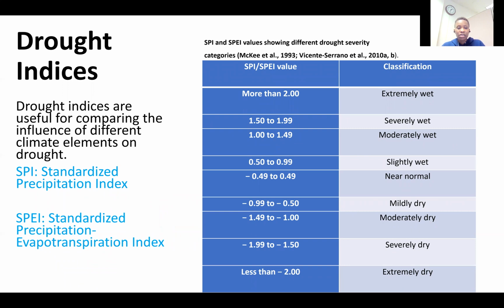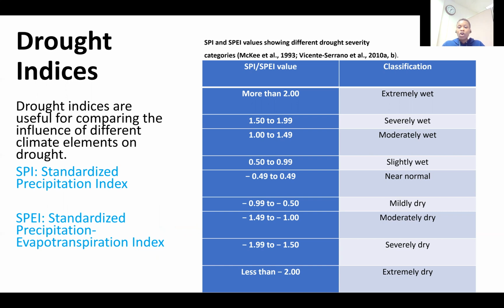Now to drought indices. Drought indices are useful for comparing the influence of different climate elements on drought. And for this presentation, I'll be comparing the SPI, Standardized Precipitation Index, that uses solely precipitation for drought evaluation, and the SPEI, the Standardized Precipitation Evapotranspiration Index.